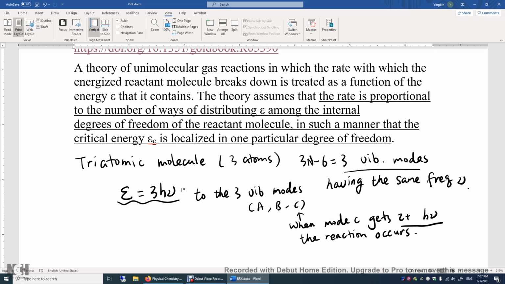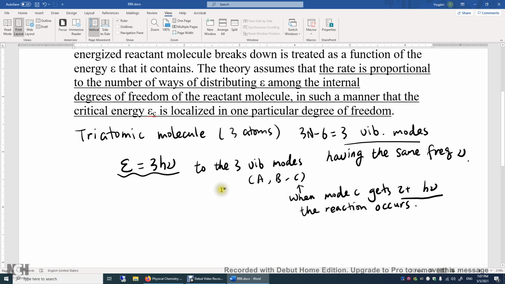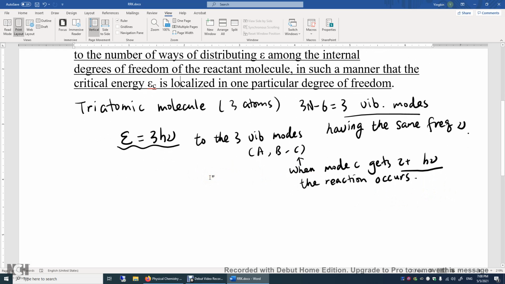All right, so how do we calculate the probability of the reaction proceeding with mode C getting 2 or more h nu? Well, all we need to do is distribute these 3 energy quanta to the 3 vibrational modes, and we'll see how many arrangements there are. And then we look for the arrangements in which mode C gets 2 or more h nu, right? So it sounds really abstract and boring. So I'm going to give you another problem here.